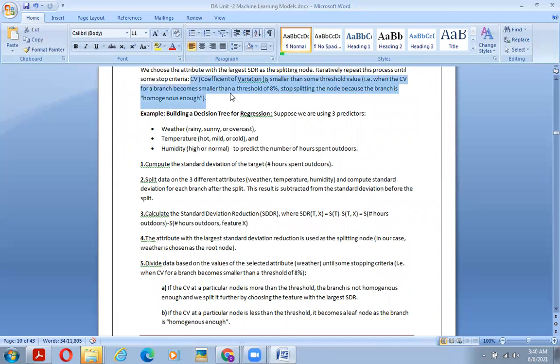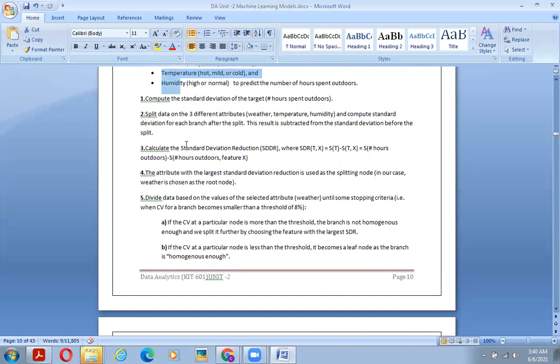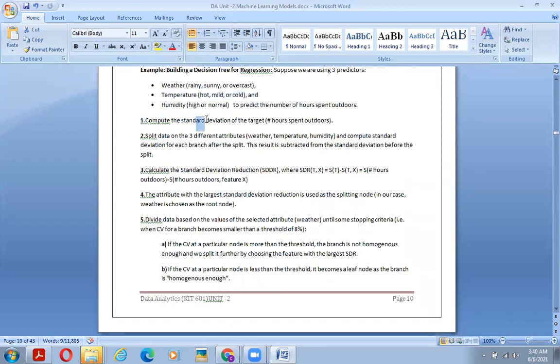So we need to go for homogeneous data without any multicollinearity. We use decision trees where, for example, the weather will be rainy, sunny, or overcast, temperature will be hot, mild, or cold, and humidity will be high or normal, according to the conditions. So what are the steps for decision tree regression? First, we compute the standard deviation of the target. Then we split it on the different attributes, like weather, temperature, and humidity, which will be the input.